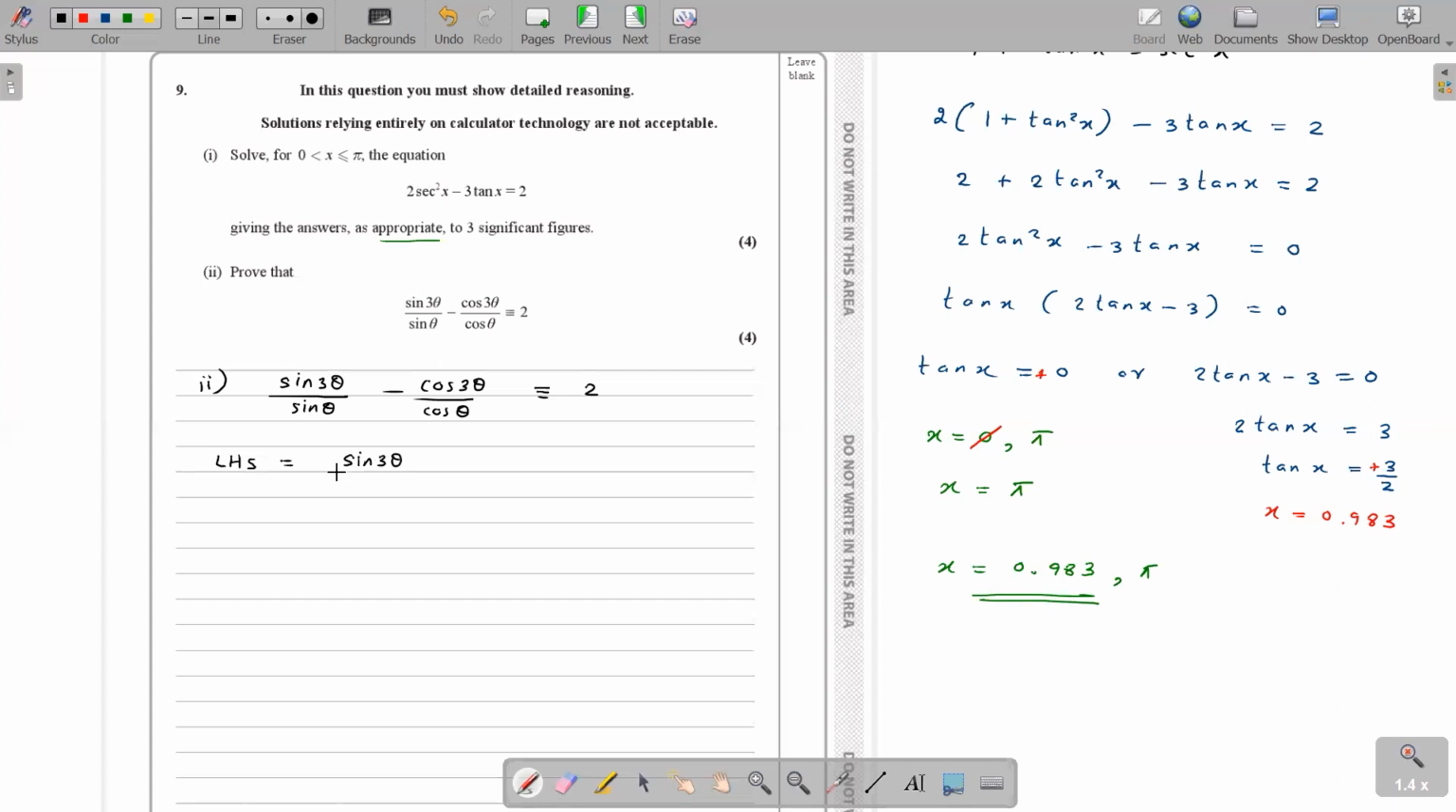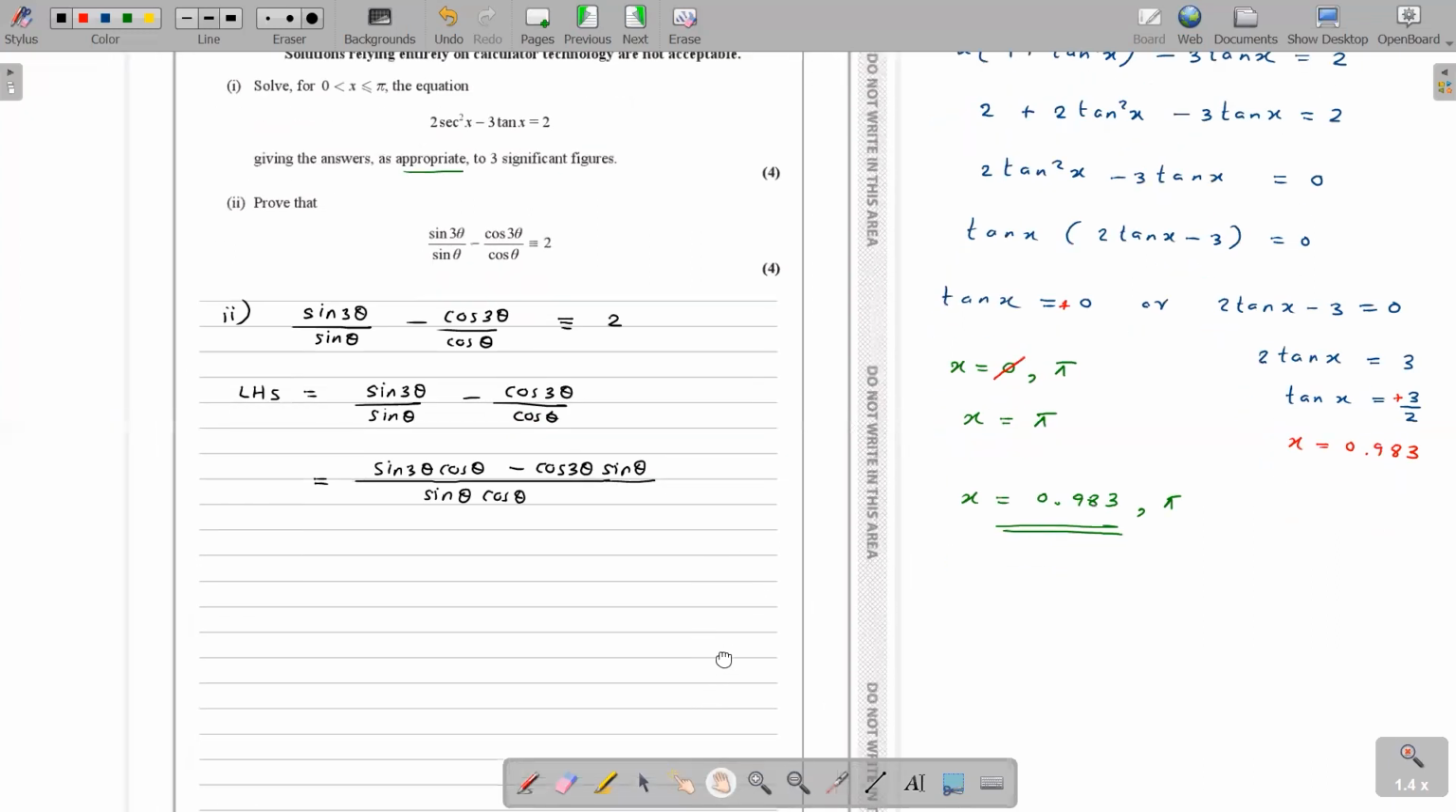Sine 3 theta over sine theta minus cos 3 theta over cos theta. So what we do here is take the common denominator. Who is the common denominator here? Sine theta cos theta. So when we take the common denominator with sine theta cos theta, I get here what? Sine 3 theta multiplies with cos theta, right? Because here we don't have the cos. Minus cos 3 theta will multiply with the sine theta because it doesn't have the sine.